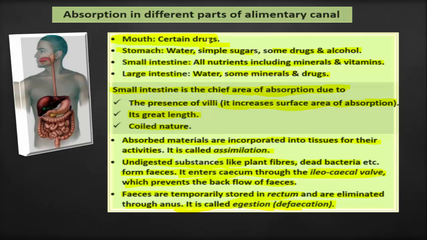These are the terms: assimilation, where the absorbed materials are incorporated into the tissues for their activities. Undigested food from the small intestine is transferred to the cecum through the ileocecal valve. The ileocecal valve prevents the back flow of feces. The feces is temporarily stored in the rectum and finally it is removed through the anus. The process is called defecation.